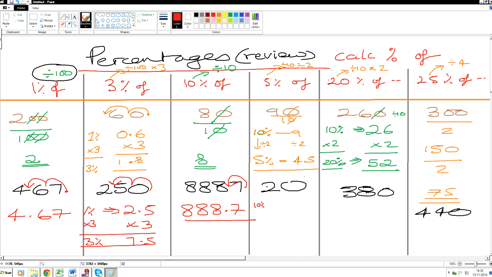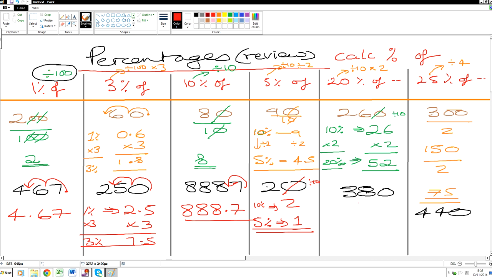To work out 5% of 20, we first of all start with 10%. 10% is divide that by 10, it's 2. And then we halve it. You don't times by 2. From 10% to 5%, we divide it by 2. So 2 divided by 2 will give you 1.